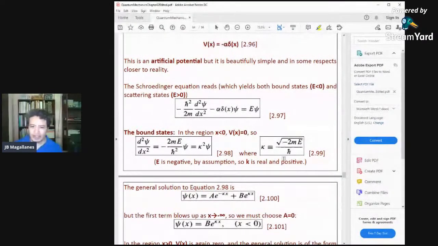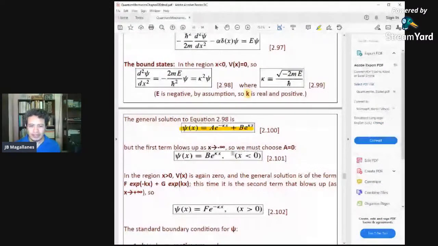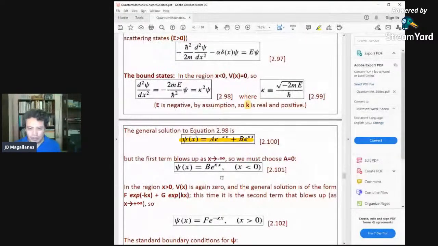So this is kappa. This is not k, but this is kappa. So the general solution for this would be this form. But now, the first term, because we're looking at the region x less than 0, at negative infinity, this factor will blow up, because at negative infinity this will become positive kappa x, and this will go to infinity. This one at negative infinity will go to 0.